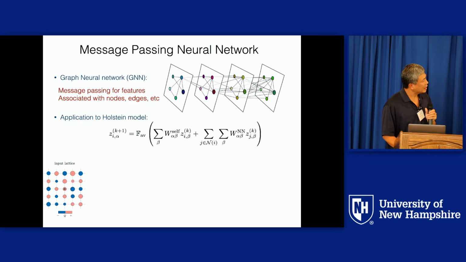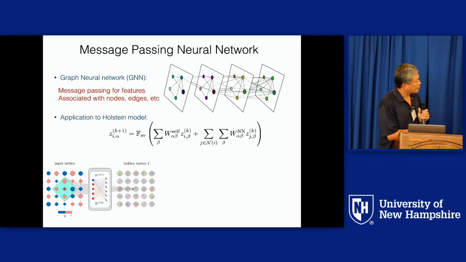octahedron. And now, for a given lattice site, you take this site and the neighboring 4 sites, and then you feed this into this message passing network, and then you predict the features in the first hidden layer.